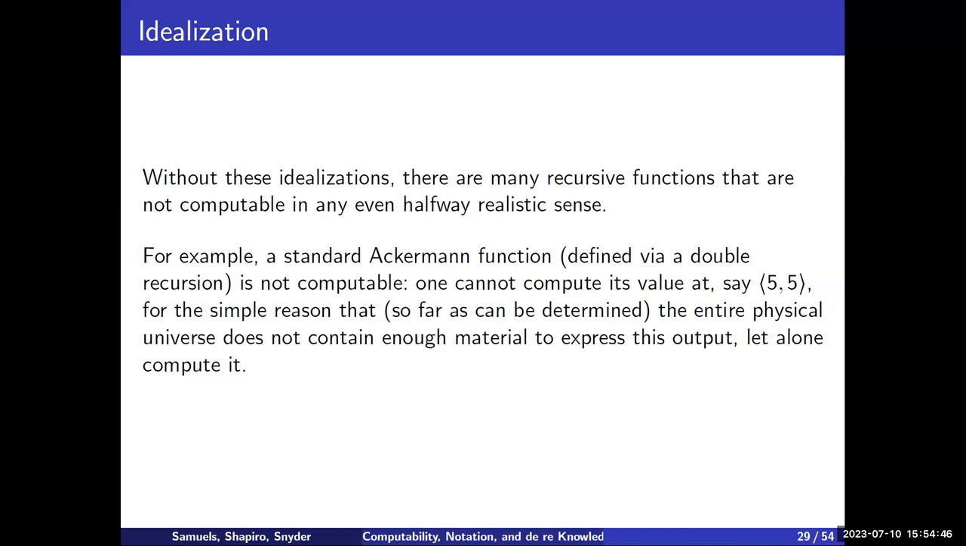For example, a standard Ackermann function, presumably any computable function that's not primitive recursive, but this is a good example. A standard Ackermann function is not computable. One cannot compute its value at, say, 5, 5. It's a two-valued function. For the simple reason that, so far as can be determined, the entire physical universe does not contain enough material to express this output, let alone compute it.